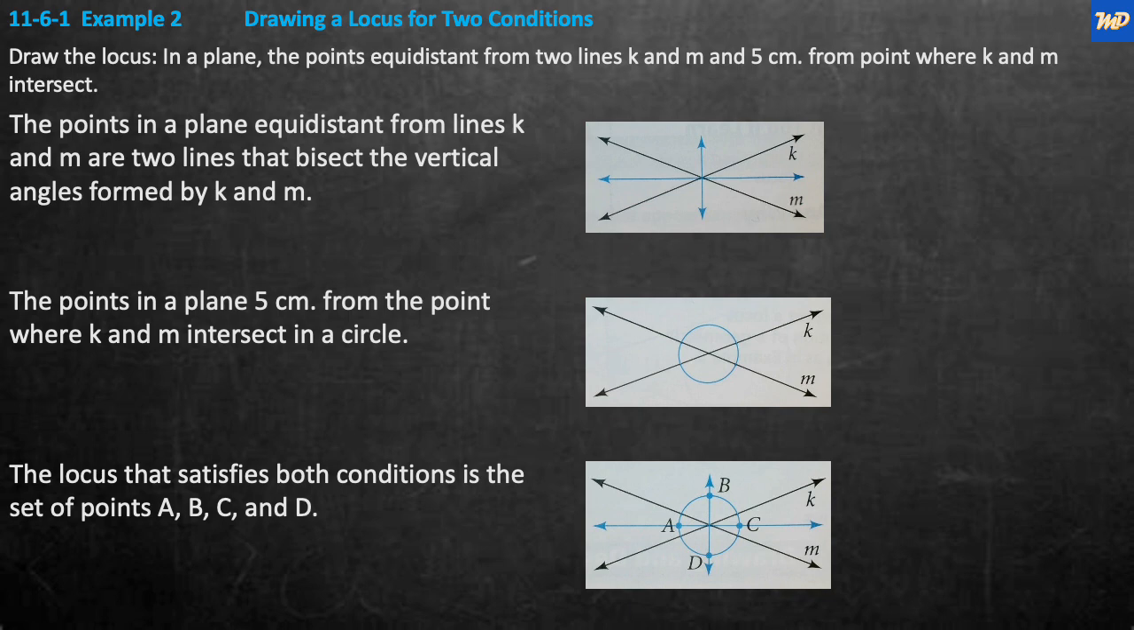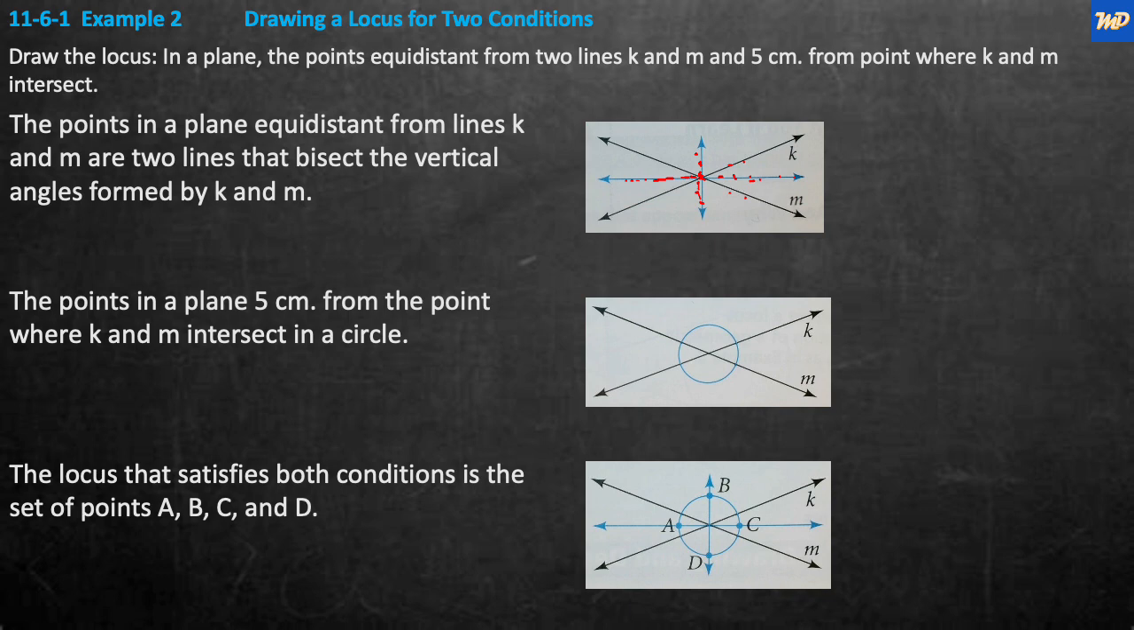And so here we have lines K and M. Here's where they intersect. And if we draw a bisector from these lines, that bisector is going to go along this line here, right? This is your locus here, and it's going to go in this direction too. They're lines, they go forever. And then the other set runs this way. So this is two conditions. It's equidistant from lines K and M and our two lines that bisect, okay? So these lines are bisecting both angles, or both vertical angles, simultaneously.